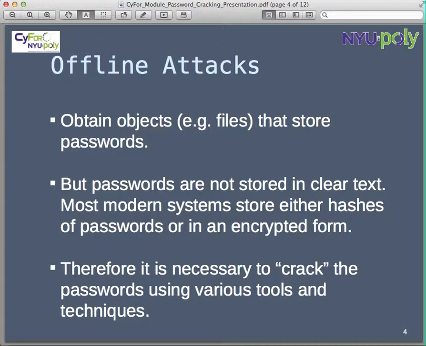But in most systems, passwords are not stored in clear text. So obviously it's not enough to just get access to password files. Passwords are most often stored as either hashes or in an encrypted form. Therefore, it is necessary that once you have this raw data, you are able to crack the passwords using various tools and techniques.